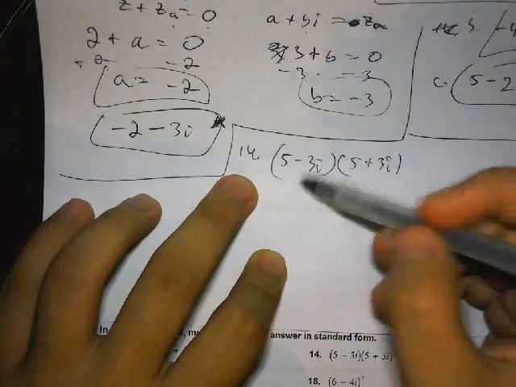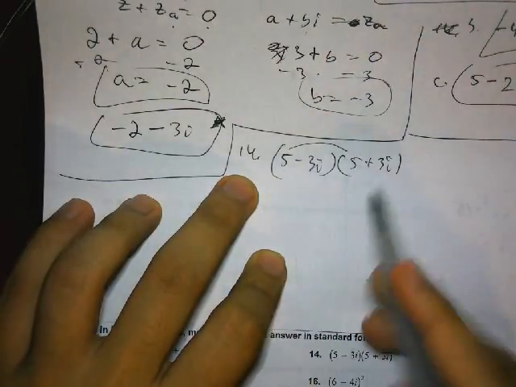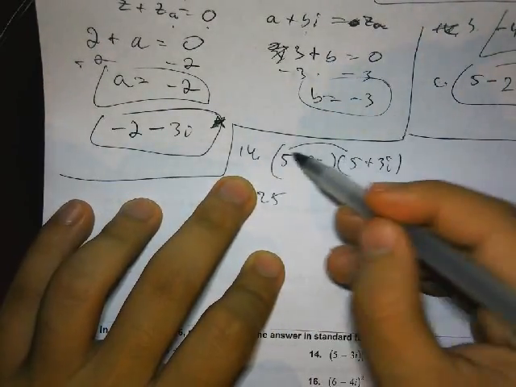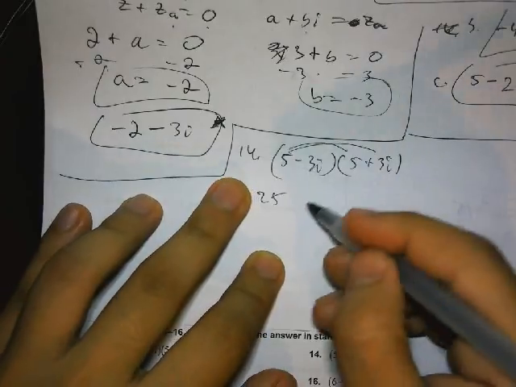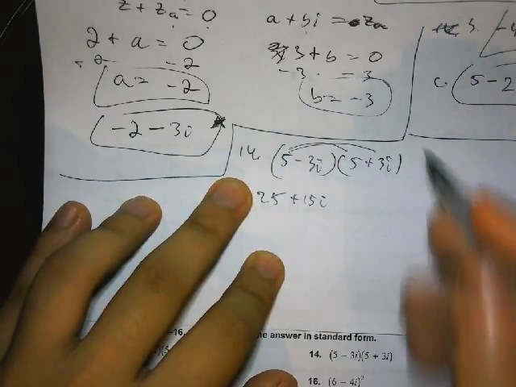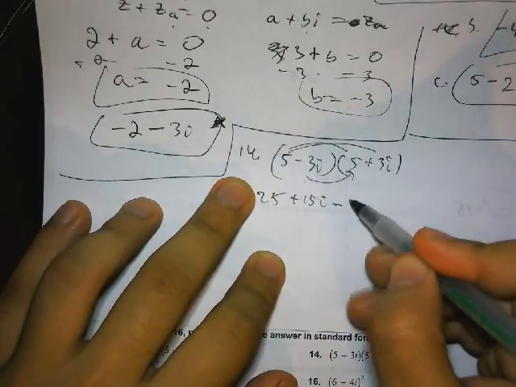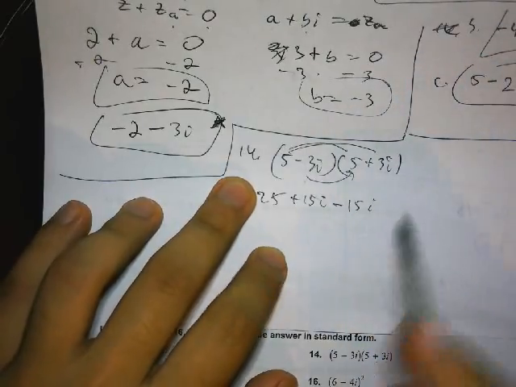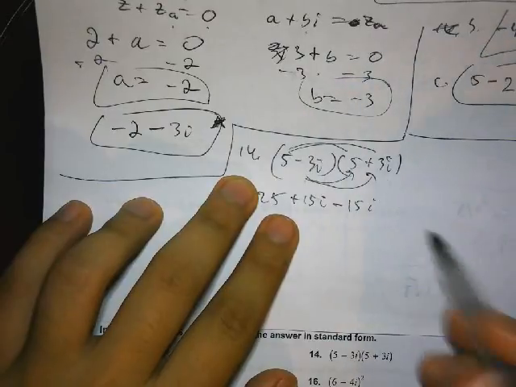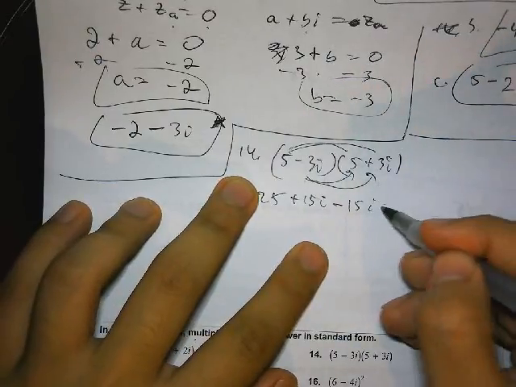So FOIL, 5 times 5 is 25. 5 times 3i is positive 15i. Negative 3i times 5 is negative 15i. And negative 3i times 3i is negative 9i squared.